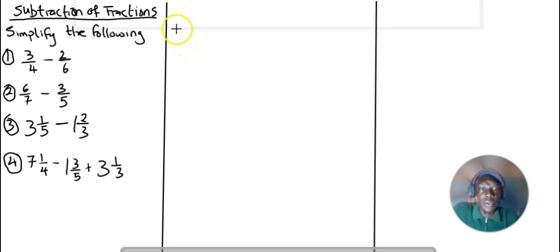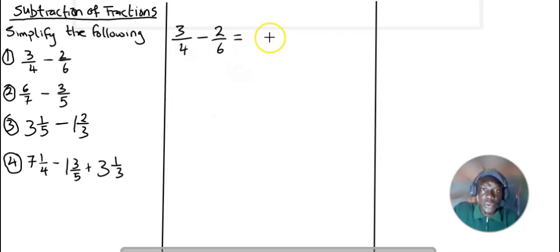We have number 1, 3/4 minus 2/6. Like we did in the previous video, it is the same method you use in solving addition. That's exactly the same method you use in solving subtraction. The only difference is that here you'll be subtracting, not adding. So you find your LCM, do the division, and you subtract.